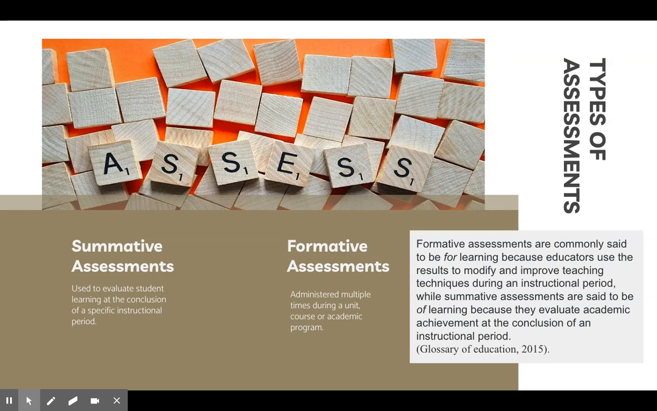I want you to turn and tell your colleagues how you use the information from the Common Summative Assessments to drive your teaching in the future.